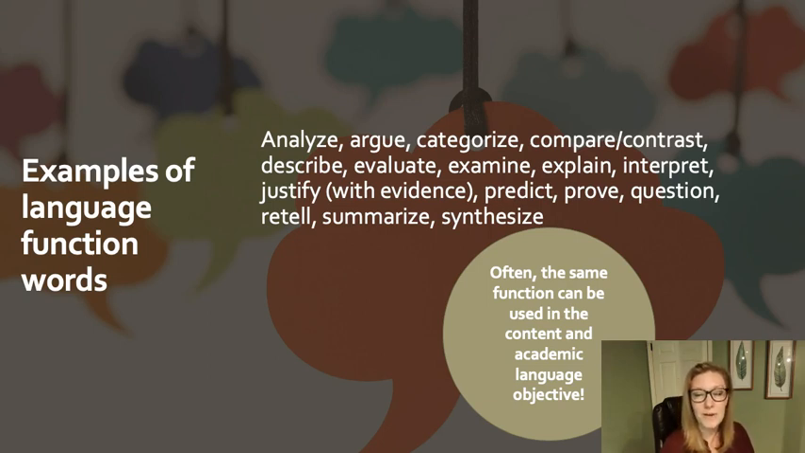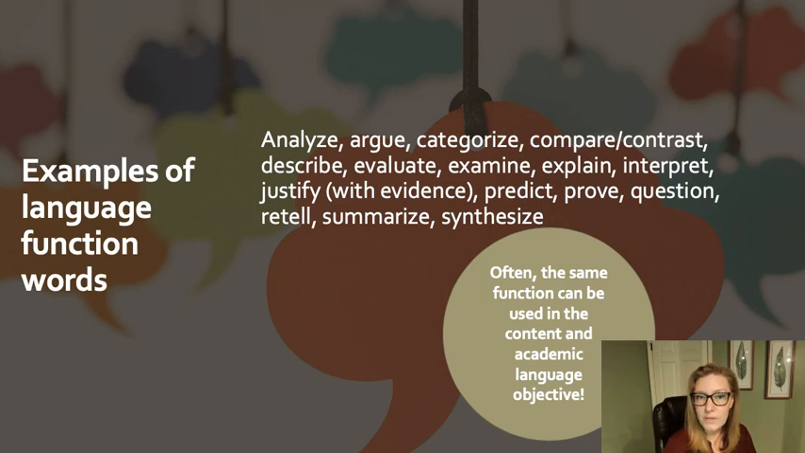Often, the same function can be used in the content and academic language objective. So, if your objective for that class or your learning target for that class already starts with, I can describe or I can compare and contrast, go ahead and use that. You want your language to grow out of your content needs.